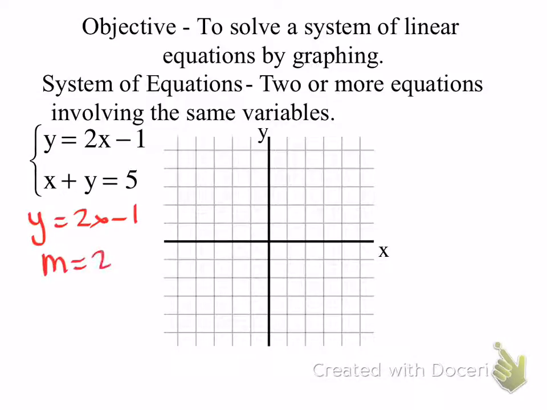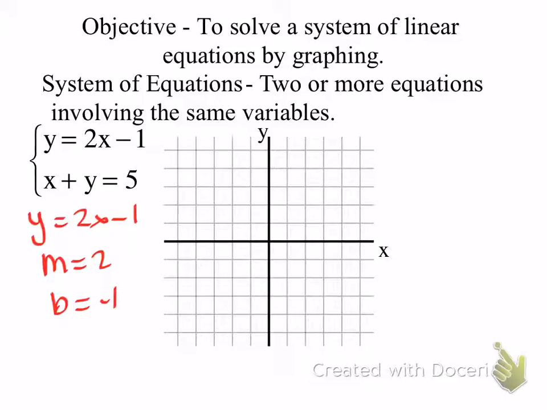My m equals 2, my b equals -1. You must identify. If you're going to take this shortcut, you must identify those items. Interpret means tell me what they mean. Identify means say what they are.